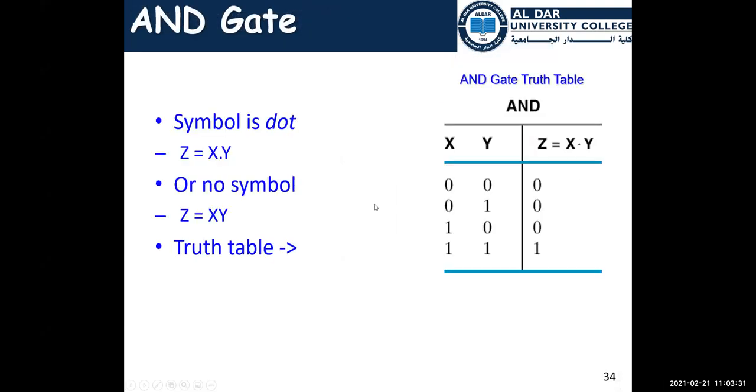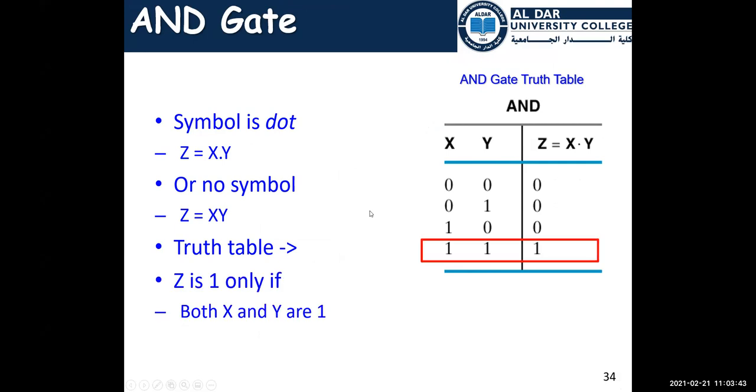The AND gate is very straightforward. We only have one if we have X equal one and Y equal one. This is the logic of the AND gate. And this, as I told you, is maybe new information for you.